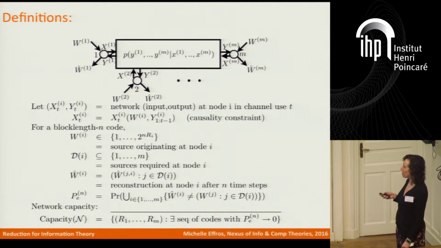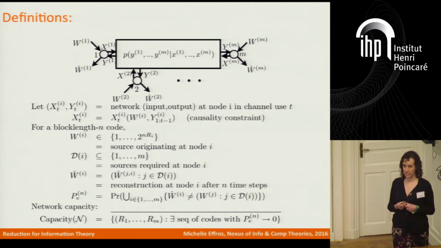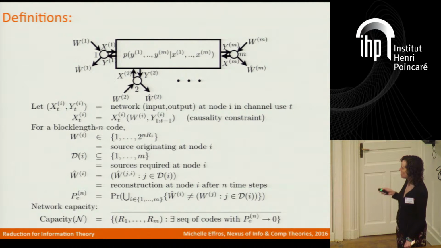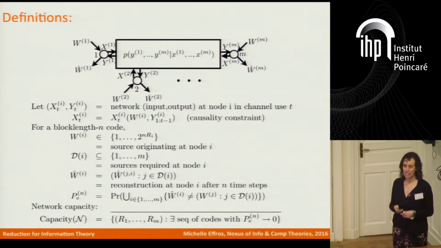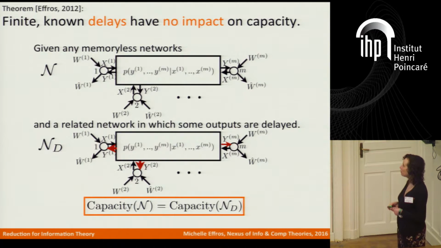These are the rate values for our m different nodes and their corresponding sources, for which there exists a sequence of codes with probability of error going to 0. And this operation here is just a closure. This is the standard capacity definition for a memoryless network.